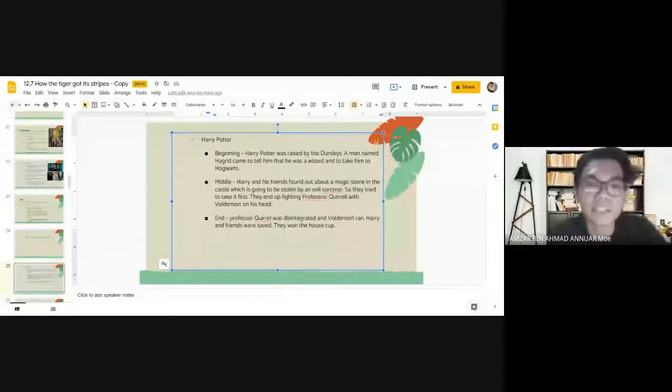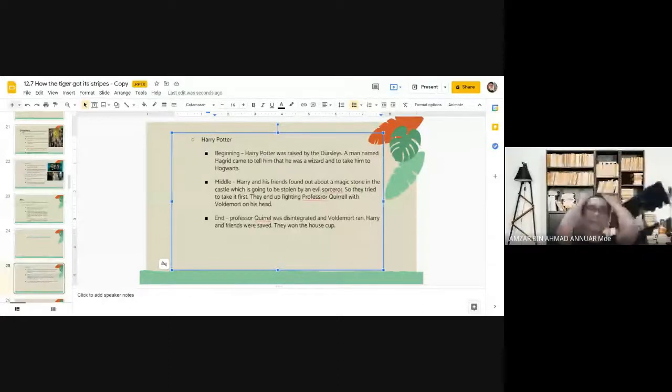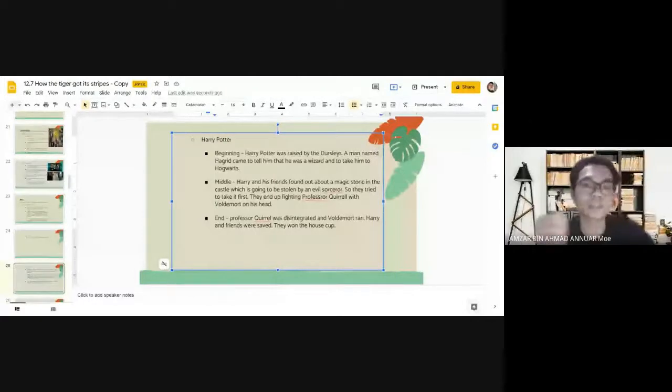Faham ke tidak macam mana nak buat beginning, middle dengan end? Awak kena tengok apa event penting yang berlaku dalam cerita tu. Okay? The beginning usually talks about the characters. Pada permulaannya dia akan cakap pasal watak utama dia, apa yang dia buat dan apa yang membuatkan cerita tu berkembang. Kemudian middle, dia jumpa satu masalah dan dia kena selesaikan masalah itu. At the end, apa yang berlaku pada akhir cerita itu. Okay?